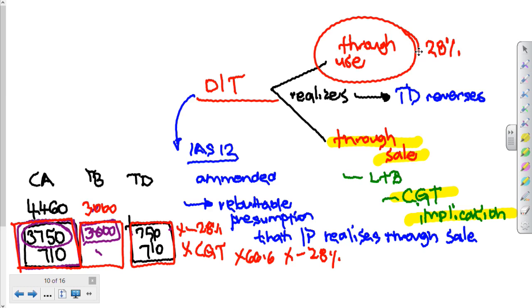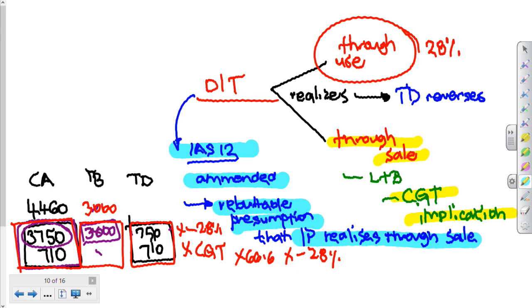IAS 12, which is the tax statement, was amended, and the tax statement says that there's a rebuttable presumption. It's presumed that, and rebuttable means that you can question that presumption, but it is presumed that investment property realizes through sale. Realizes through sale.